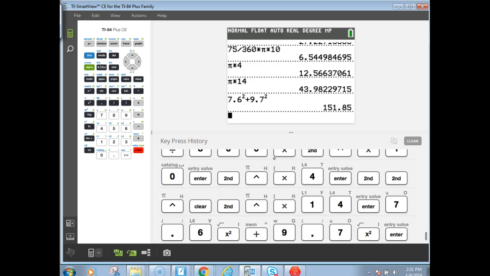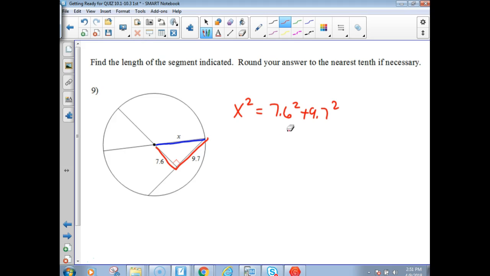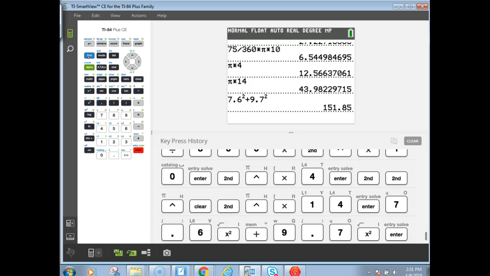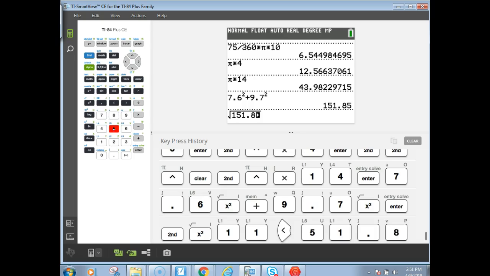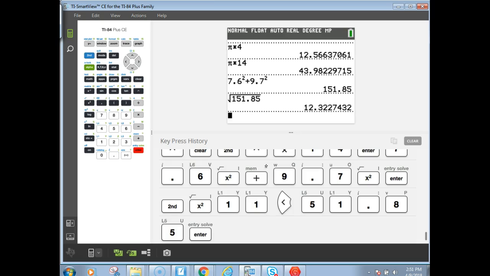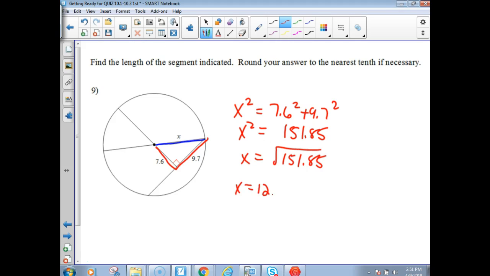I'm a little slow there. You get 151.85. Now, what do you have to do now? Take the square root, okay, of 151.85. So I'm going to hit second X squared, put in 151. Actually, you could have put in that answer, but I'll type it out. 151.85. And that comes to 12.3. All right, so X is 12.3. That would be the radius of that circle.